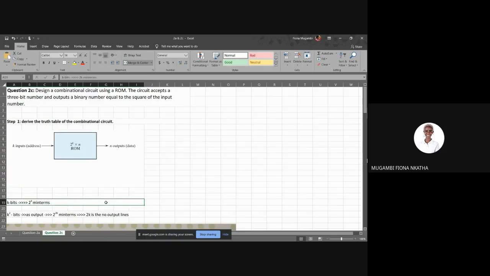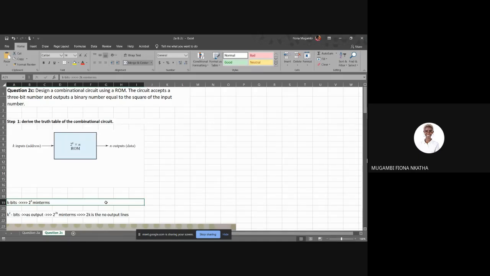We've been told the circuit accepts a 3-bit number, and we need an output which is the square of the input number. So there are k bits. If there are k bits, it means there are 2 power k possible min terms.